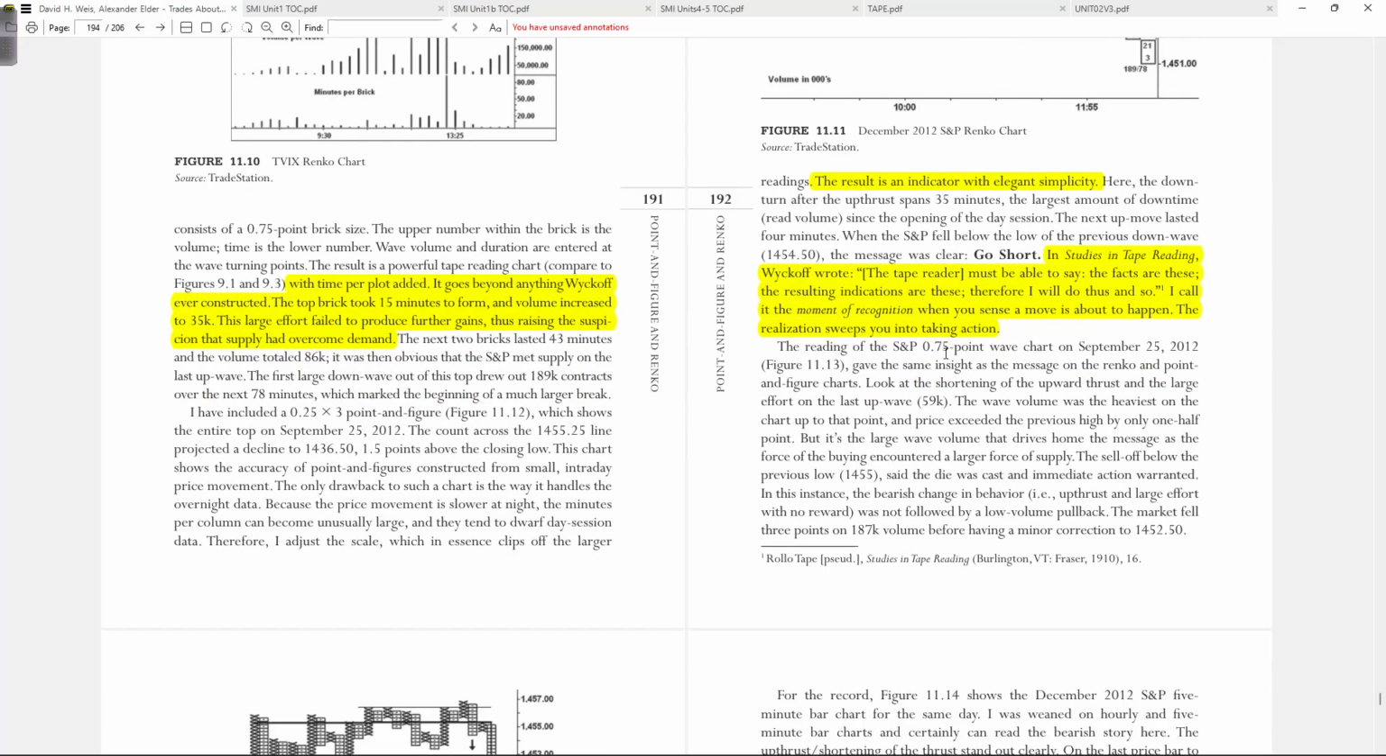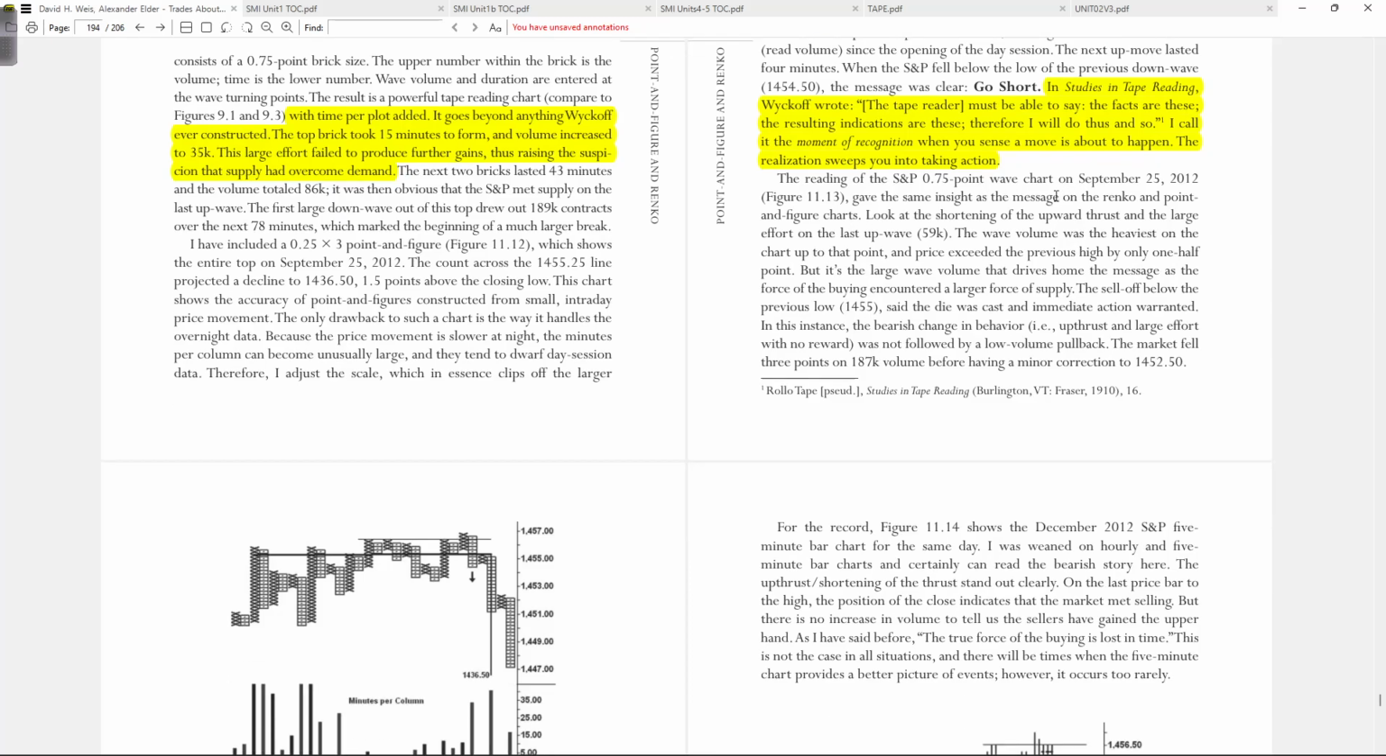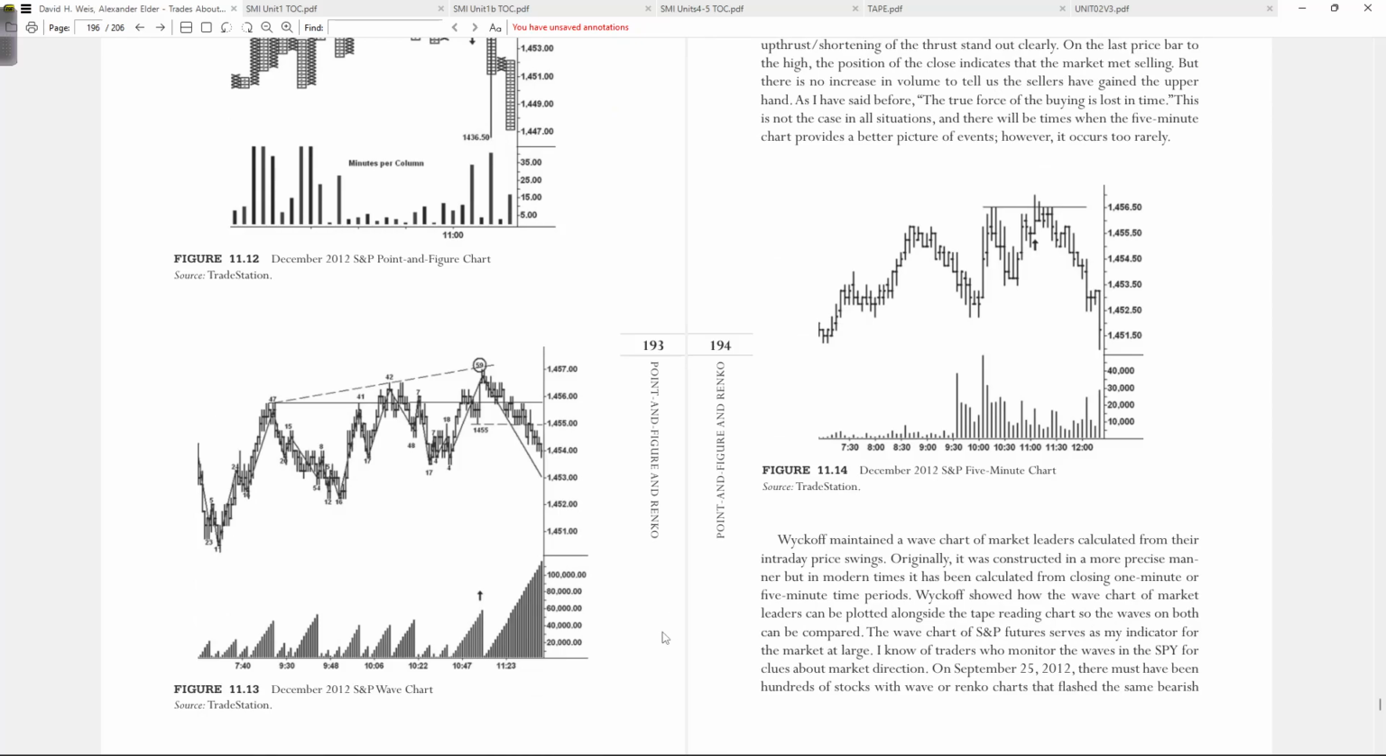The reading of the SMP 0.75 point wave chart on September 25, 2012, figure 11.13, gave the same insight as the message on the Renko and point and figure charts. Look at the shortening of the upward thrust and the large effort on the last upwave, 59K.